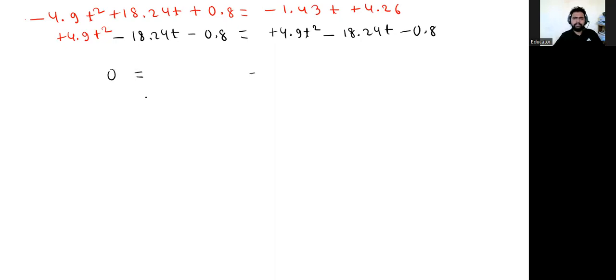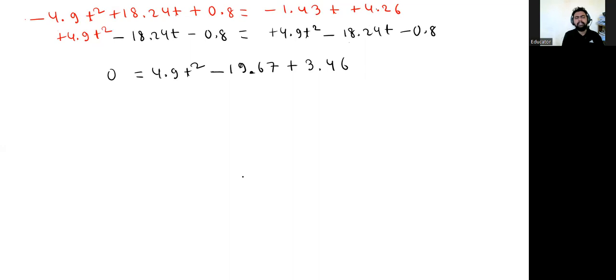This would be 0 is equal to, let us calculate. So 4.9 t square I could write, and then there is negative 1.43. So let me write the value. So I could write negative 1.43, and that is in negative. And again we have negative 18.24. So I'm getting negative 19.67 out of this. And after that, I'm going to write 4.26 and minus 0.8. So I'm going to get plus 3.46.